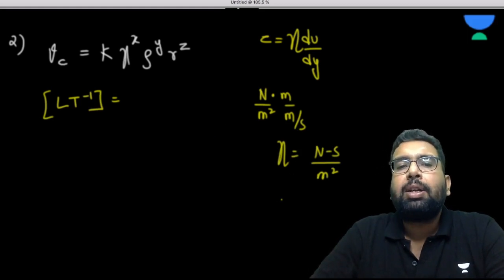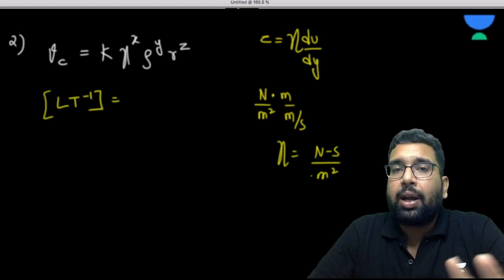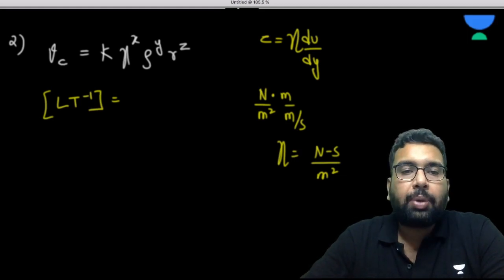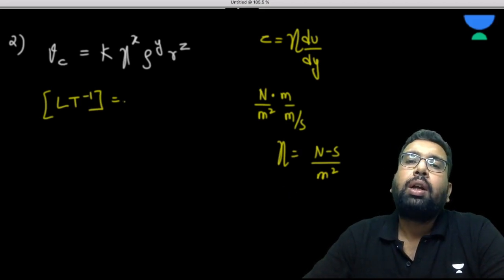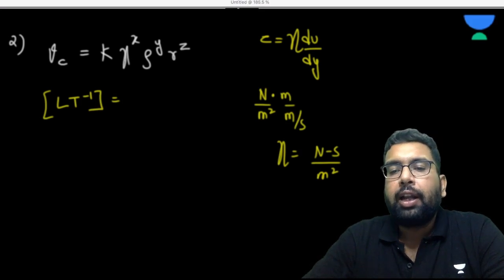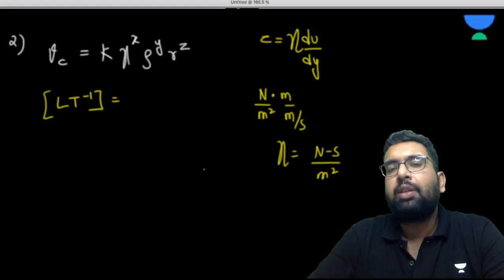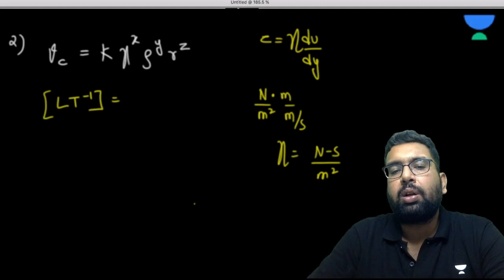Now let me get the dimension of it. Because it is quite a large expression, it is always advisable to get the dimension beforehand. Otherwise, if you right away put it here, there is a scope of confusion. There is a scope of silly mistake. So let's sort this out.